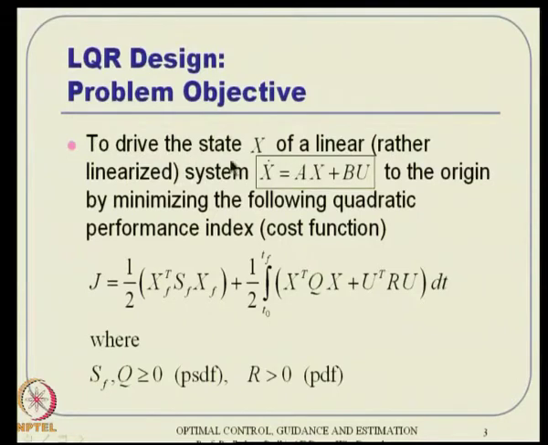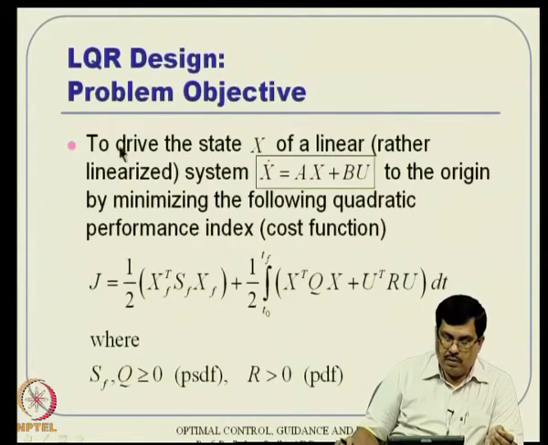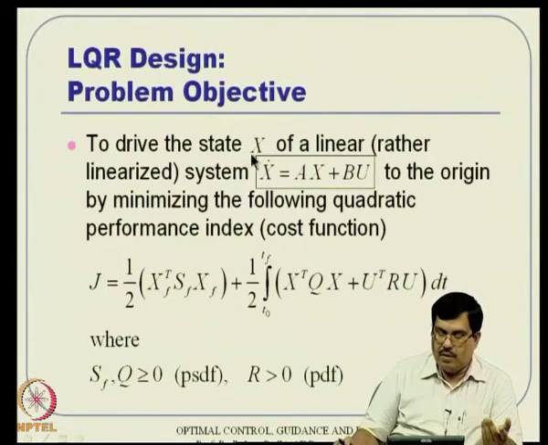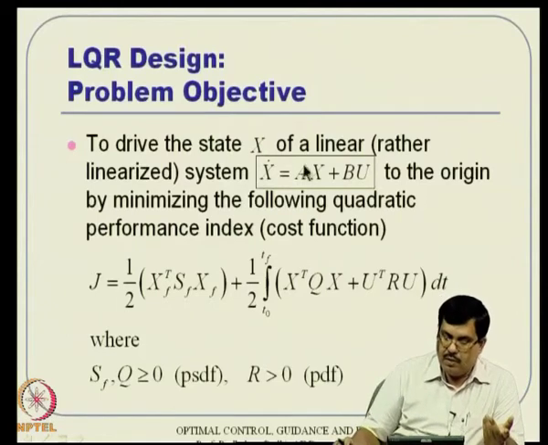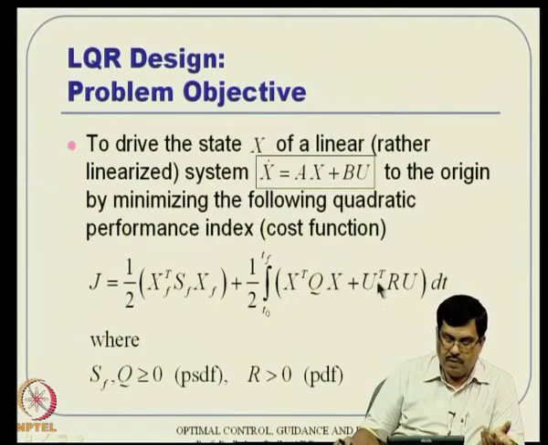The problem can be defined this way. The objective is to drive the state x of a linear system, which many times is nothing but a linearized system, given by this equation, to the origin, that means x of TF has to be 0. How do you do that? It can be done by minimizing the following quadratic performance index.